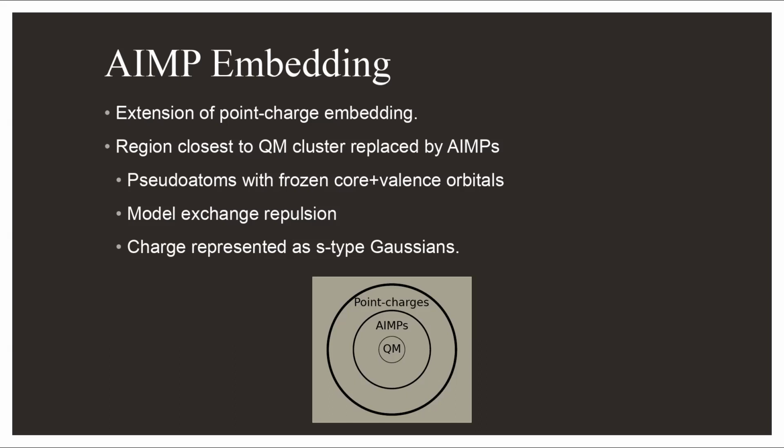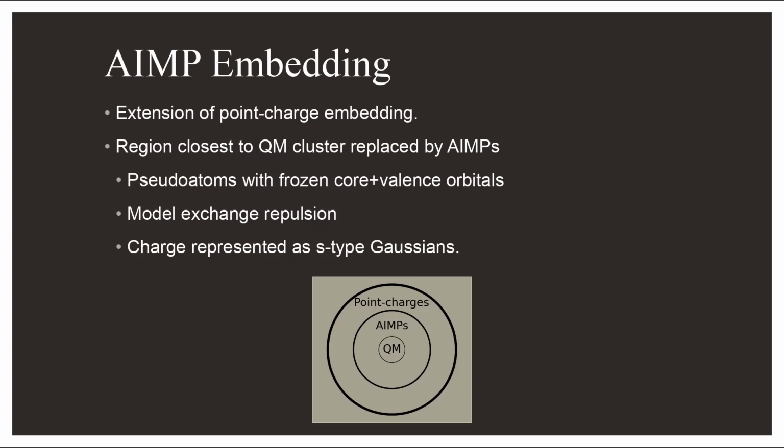And effectively, what an AMP is, at least as we use it here, is a form of pseudoatom where you freeze the core and the valence orbitals. So you have both core and valence orbitals represented in your AMP, but they are frozen. And by doing this, you can actually model exchange repulsion. And by modeling this, you will prevent this electron leakage and other effects. But I think electron leakage is probably the main player.